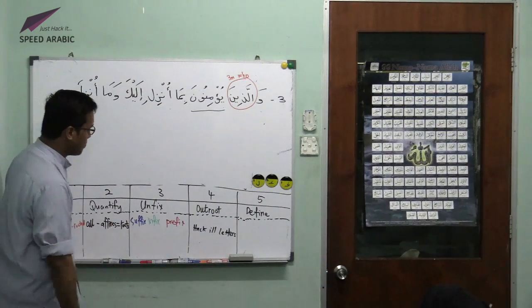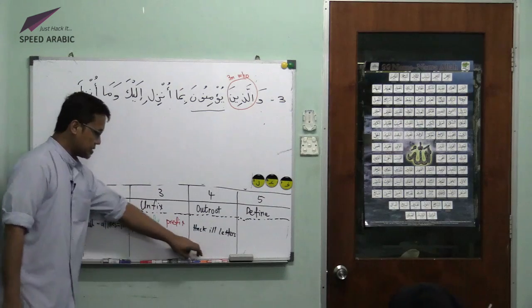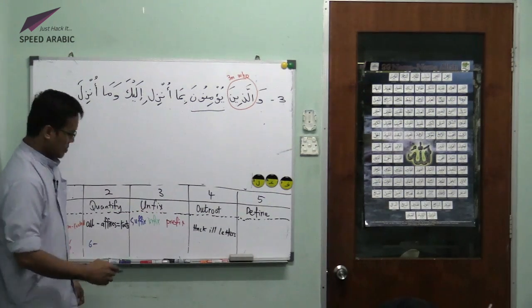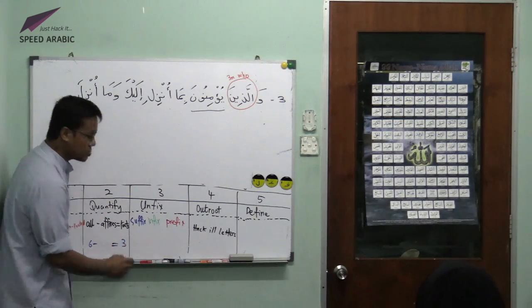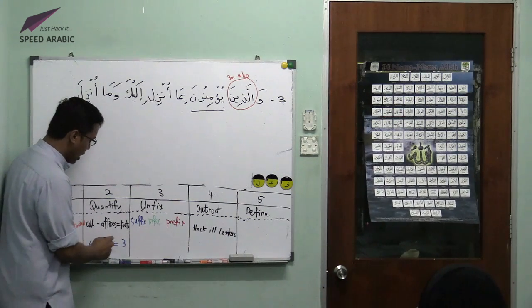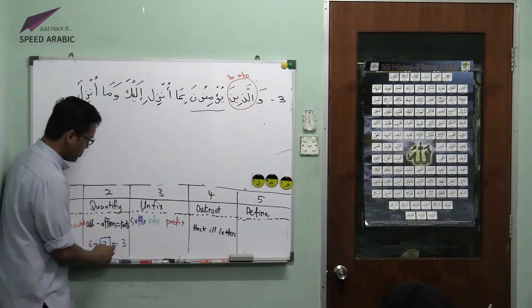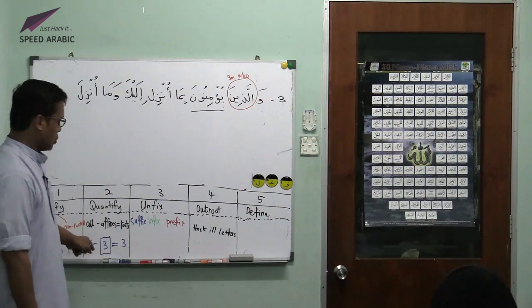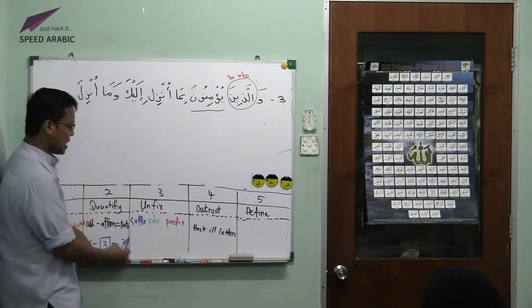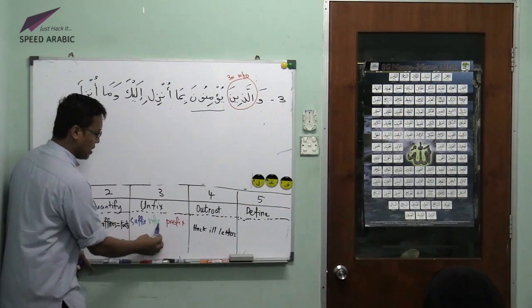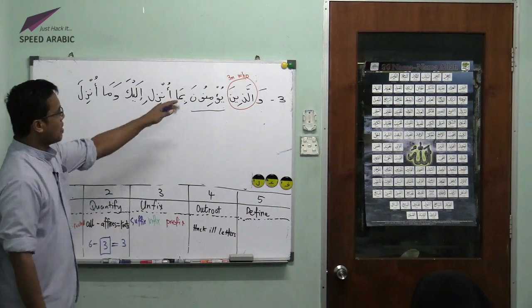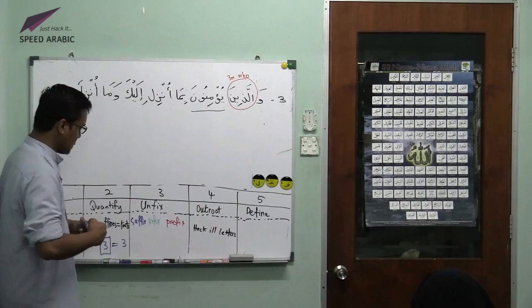How many letters are there? 6 letters. Okay, so 6 letters minus the roots are 3, so you have to find how many affixes? 3 affixes. That means you are done with step number 2. You just need to find 3 affixes which can be prefix, infix, or suffix. Now where are the prefixes, infixes, suffixes there?